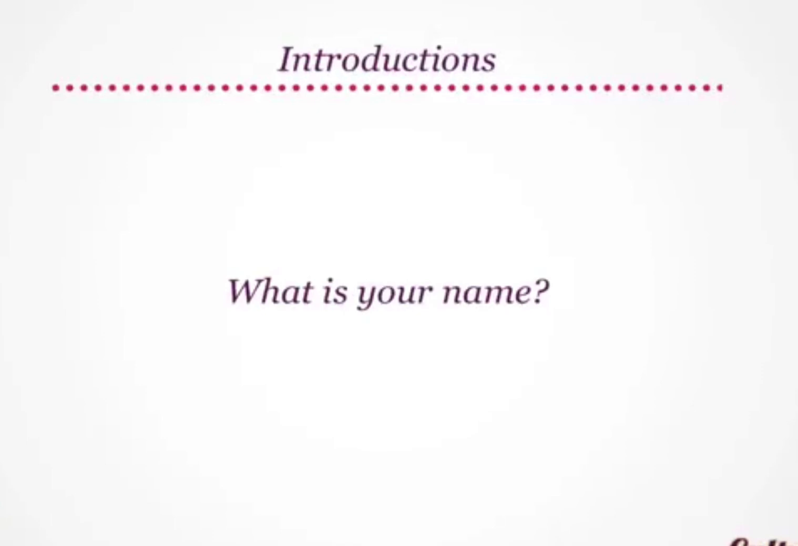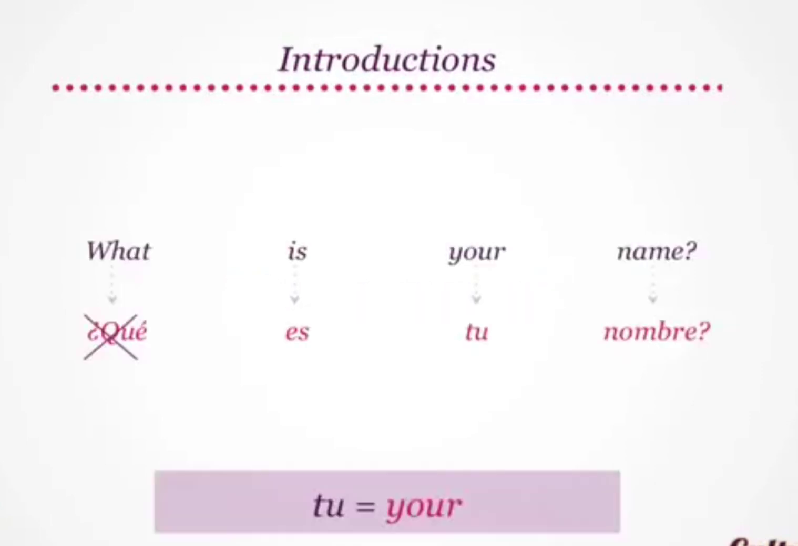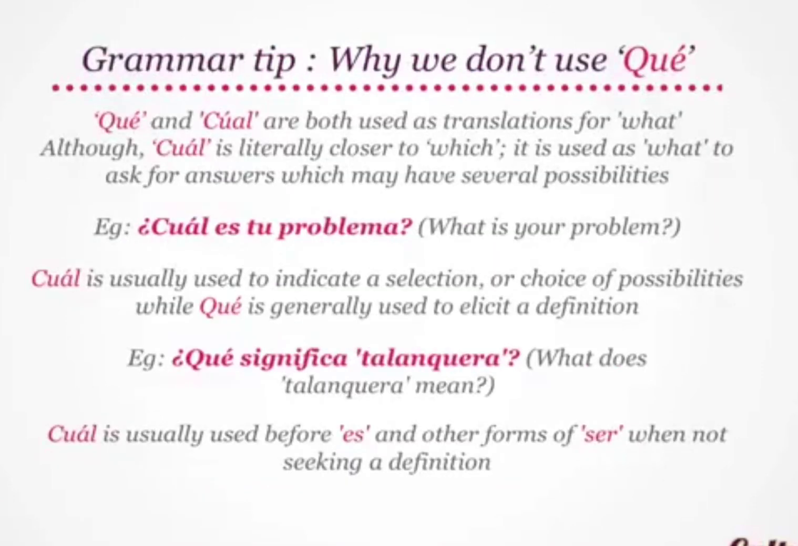Let's learn how to say, what is your name in Spanish? If we look at a pure word-by-word translation, then what translates to qué. Is translates to es. Your is tú. Try that again, please. Your is the unaccented tu. And name is nombre. Try that, please. Remember, nombre means name. However, we don't use qué in this sentence. Let's understand why.